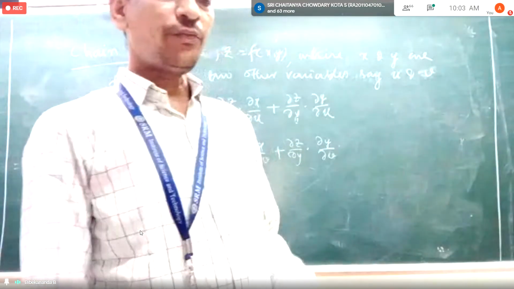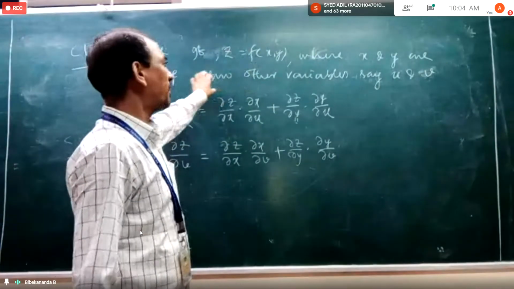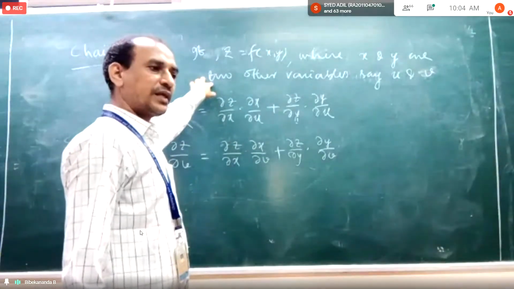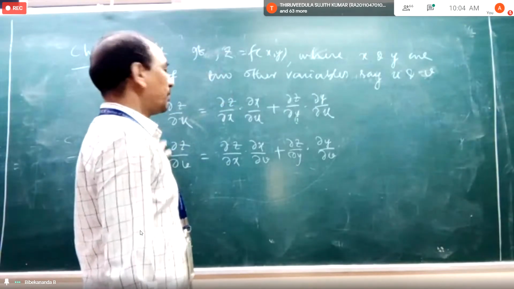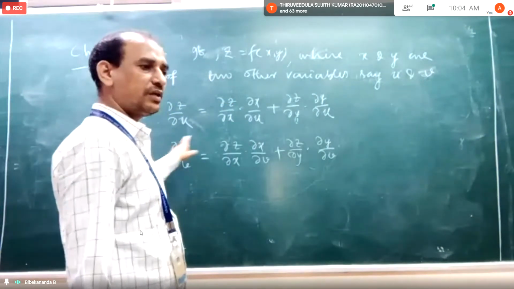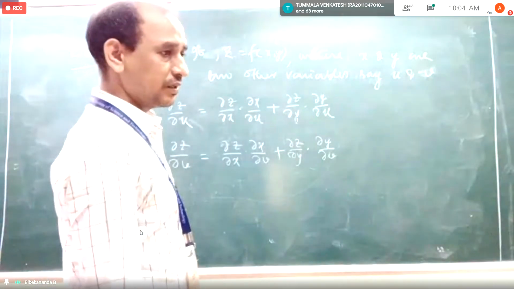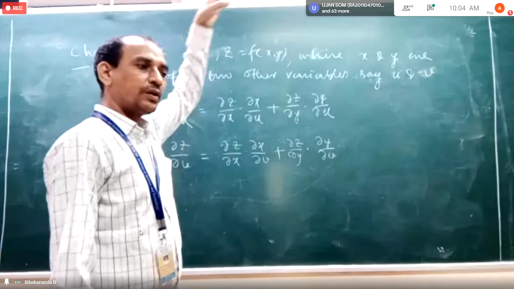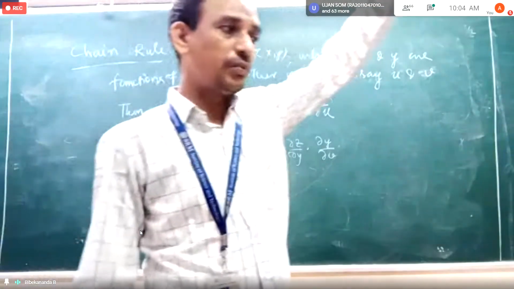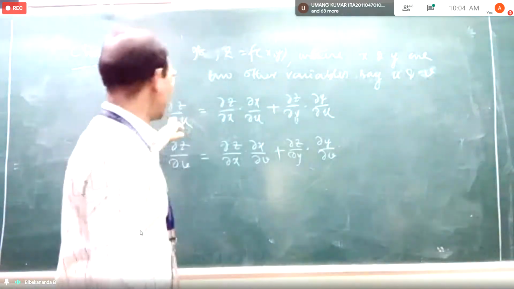Okay. So if the variables z and x, y are related to each other through this relation, then the chain rule will be nothing but this one. So we are finding the derivative of the original dependent variable with respect to the terminal independent variable.